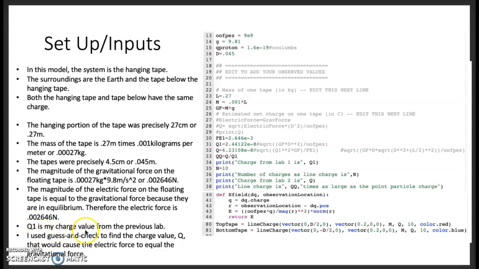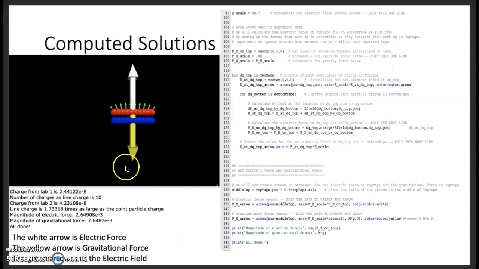Here are my input values. Q1 is my charge value from the previous lab. I used guess and check to find the charge value Q that would cause the electric force to equal the gravitational force. Here are the results for my computational model. As you can see, the charge from Lab 2 is 1.7 times as large as the point particle charge. It's almost twice as large.